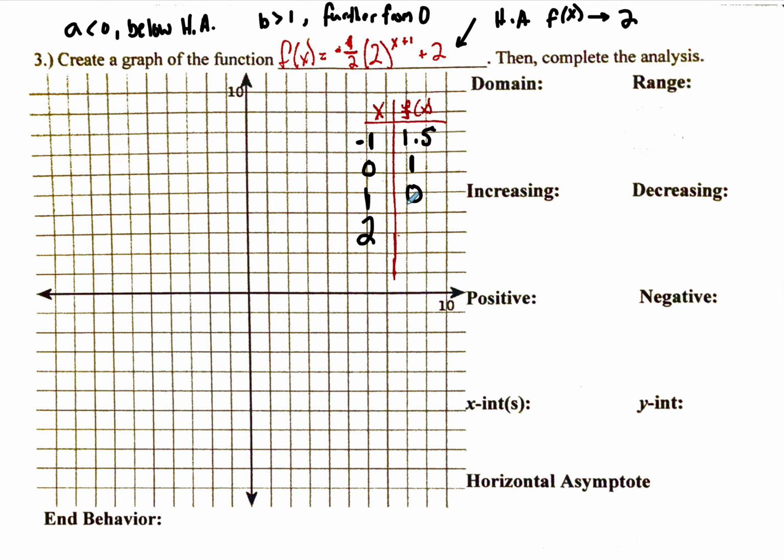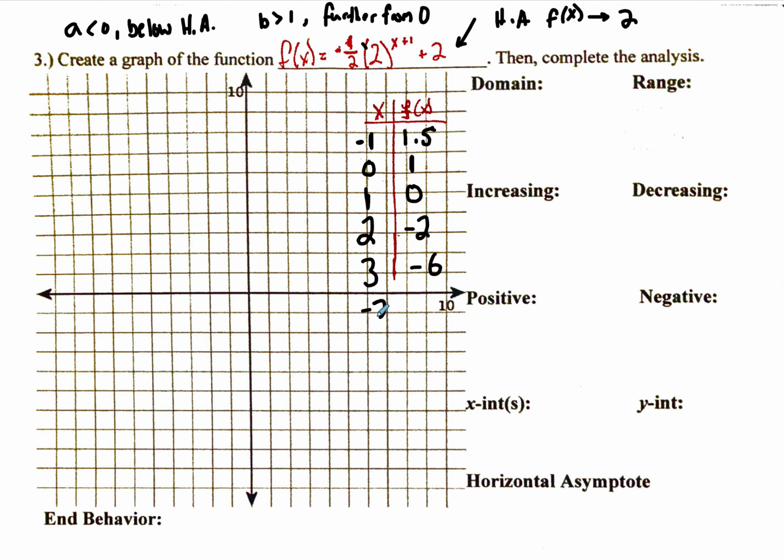Now I plug in 2. Okay, 2 plus 1 is 3. 2 to the power of 3 is 8. Negative 1/2 times 8 is negative 4. Negative 4 plus 2 is negative 2. And let's just do 3. 3 plus 1 is 4. 2 to the power of 4 is 16. Negative 1/2 times 16 is negative 8. Plus 2 is negative 6. Okay, and that's basically as far as I can get.